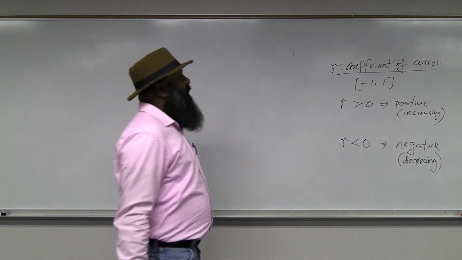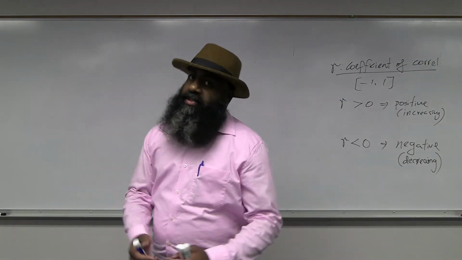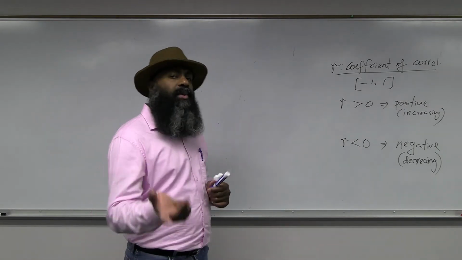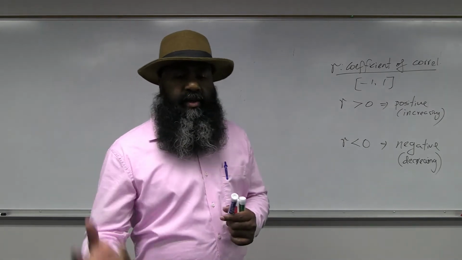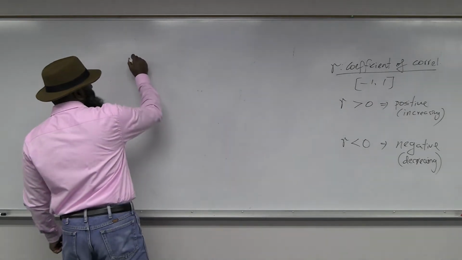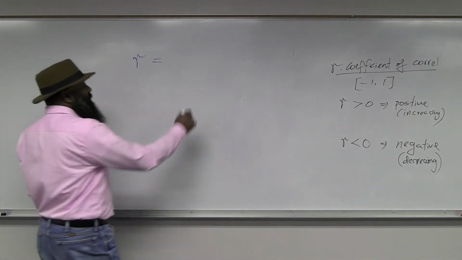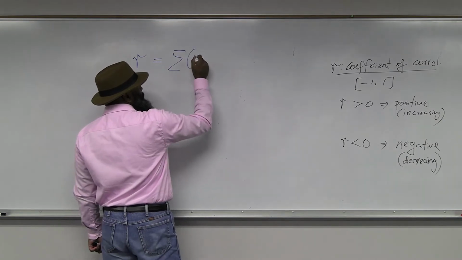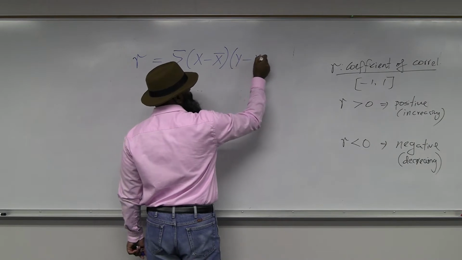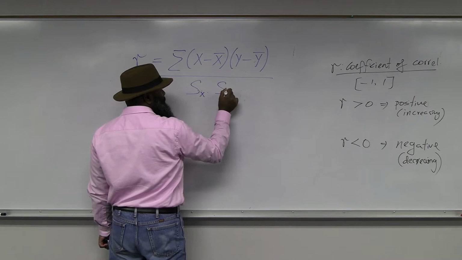But how do we actually calculate the coefficient of correlation? Well, of course, you can simply use your calculator. So this equation is not something you have to remember. But I'm going to write down the equation because that's the equation that your calculator uses in order to calculate the coefficient of correlation. So here's the equation. Coefficient of correlation is given by R, lowercase r. This is equal to the summation x minus x bar times y minus y bar, all divided by s sub x times s sub y.